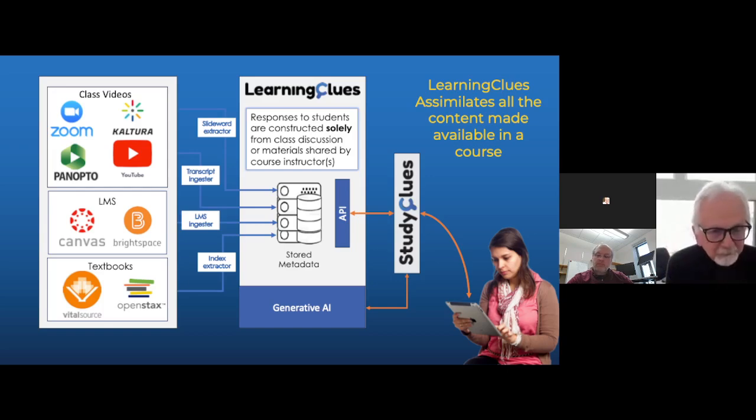And then we've built a system where you can ask a question. And when you ask that question, we go and look at everything that's in the course that we've collected and extract those parts that are related to the question, and then use generative AI largely just to answer the question. But importantly, the responses the students are going to get to their questions are based solely on what's been made available by the instructor or discussed in class. And that's a significant change.